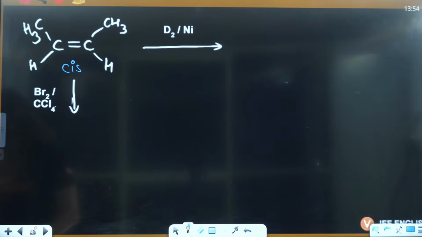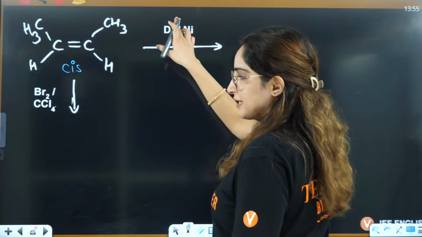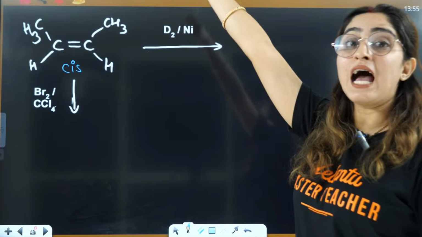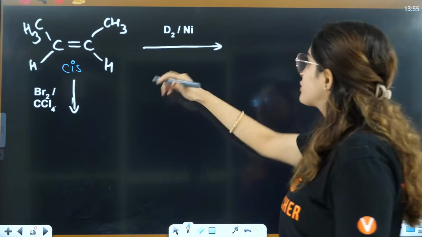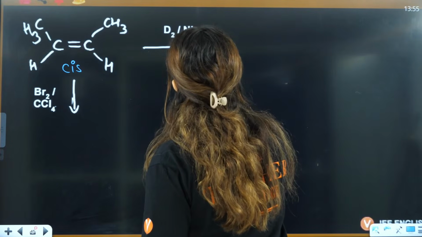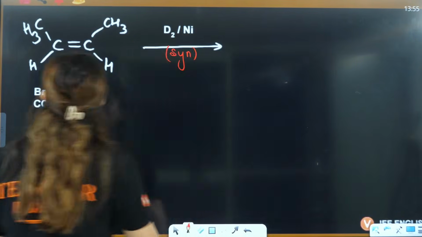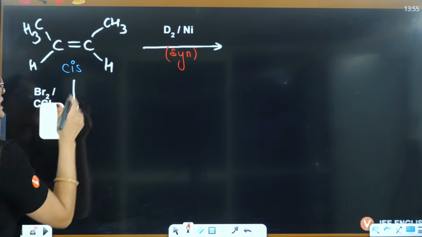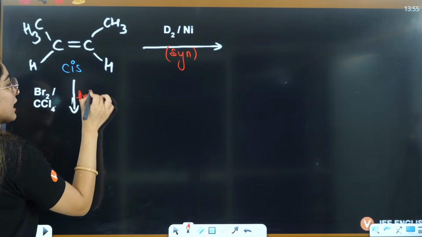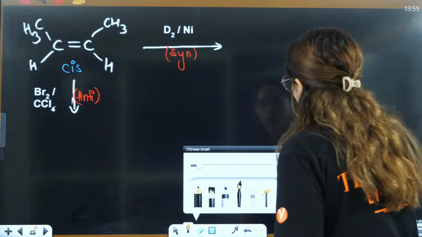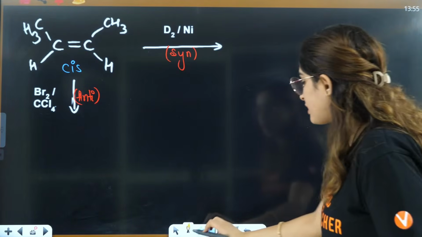Now tell me, if you have cis here, then what will be here? D2 and Ni, that means this is hydrogenation. Instead of hydrogen, you are adding the isotope of hydrogen, that is deuterium. So is this syn or anti-attack? This is syn attack, this is syn addition. And addition of Br2 in CCl4, that is anti-attack, that is anti-addition. So you have syn addition, you have anti-addition here.